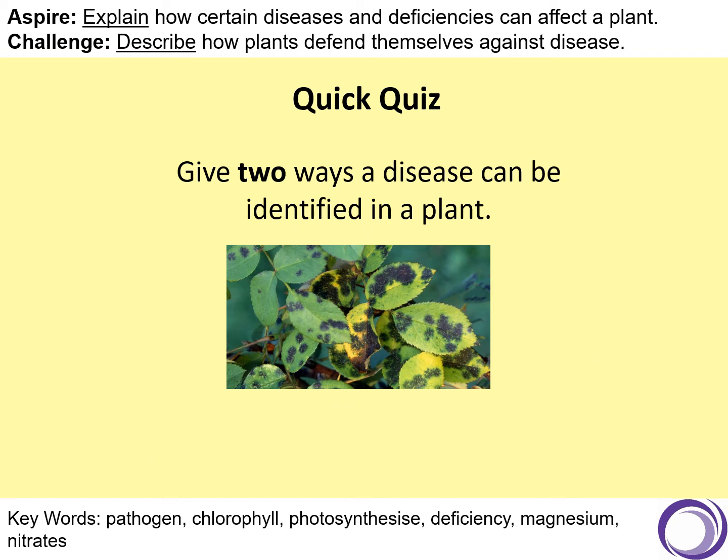Okay guys, so now we're going to do a quick quiz, so you're going to need your pen and paper ready. I would like you to give 2 ways a disease can be identified in a plant. I'm going to give you 30 seconds to write down your answers. Off you go.